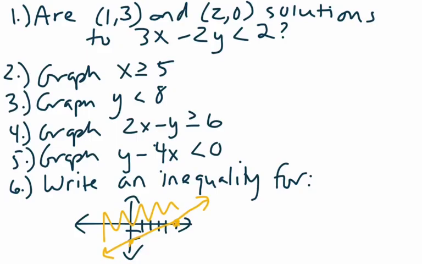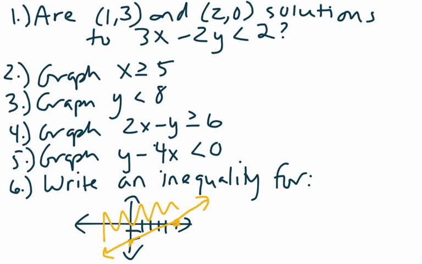Okay, so for the first question, are the points (1, 3) and (2, 0) solutions to the inequality 3x minus 2y is less than 2? For 2 and 3, we're going back to those horizontal and vertical lines, just reviewing those. x is greater than or equal to 5, and y is less than 8. For number 4, graph 2x minus y is greater than or equal to 6. And for 5, graph y minus 4x is less than 0.